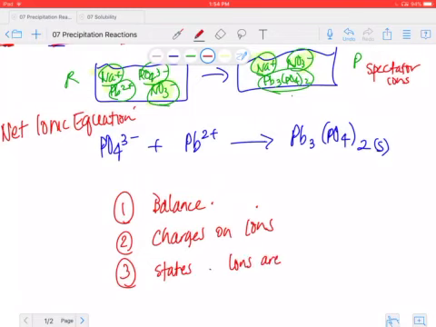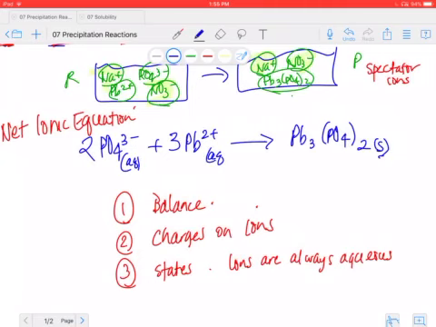Ions are always aqueous. So if I go back into my net ionic equation and make sure I did each of these things: balance, I need to balance it, so I need 3 of these and I need 2 of those. I do have my charges on my ions already. And then states, we have our solid here. My ions are always going to be aqueous.